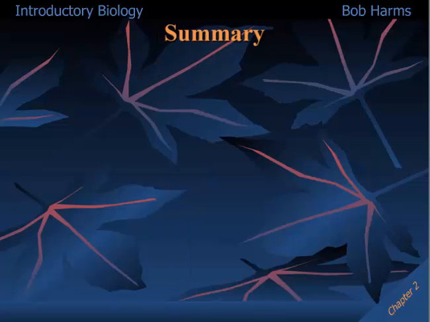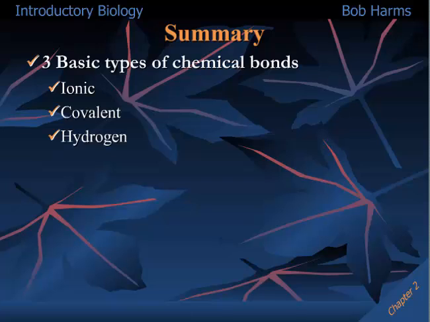If we look at a summary or review of some of the important concepts that we've covered today, we know that there are 3 basic types of chemical bonds or attractions between different atoms: ionic, covalent, and hydrogen bonds. Remember, ionic bonds are very polar charges. Covalent bonds involve sharing. Some may be polar or some may be nonpolar. And then hydrogen bonds are much weaker, and they're the attraction between 2 different molecules.